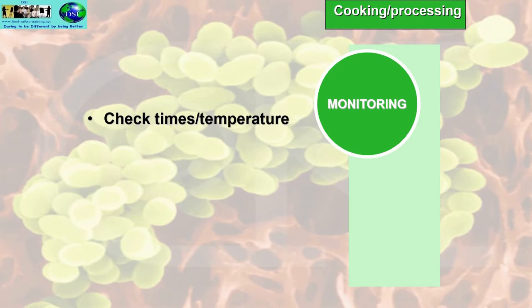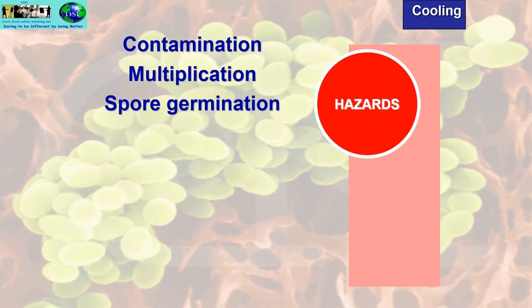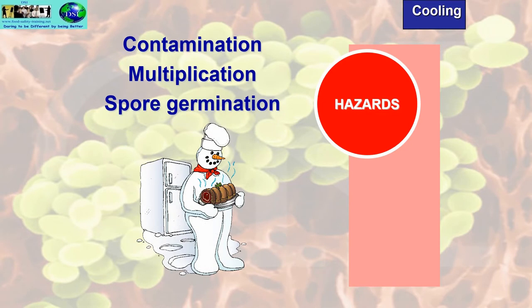Cooking and processing monitoring: check the times and the temperature. Use a disinfected probe thermometer. Audits and inspections. So cooling, you can get contamination, multiplication, and spore germination from inadequate cooling.